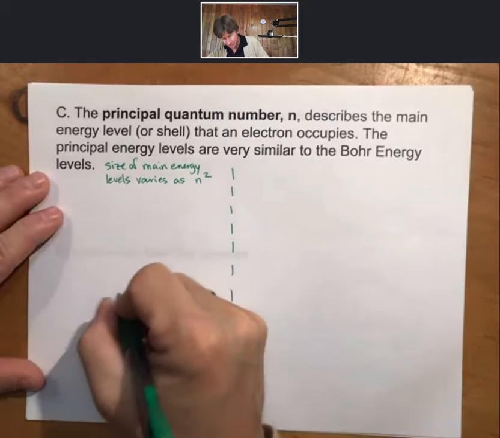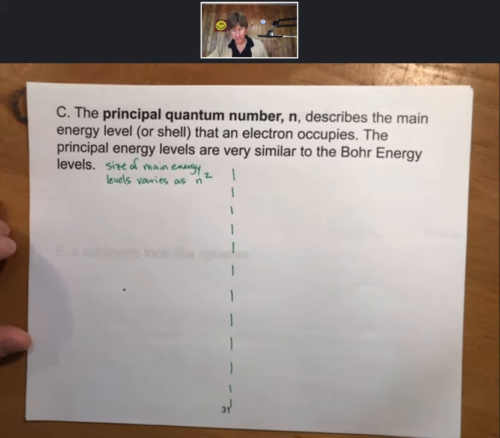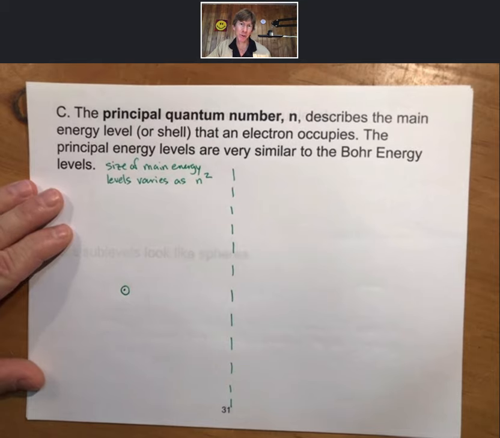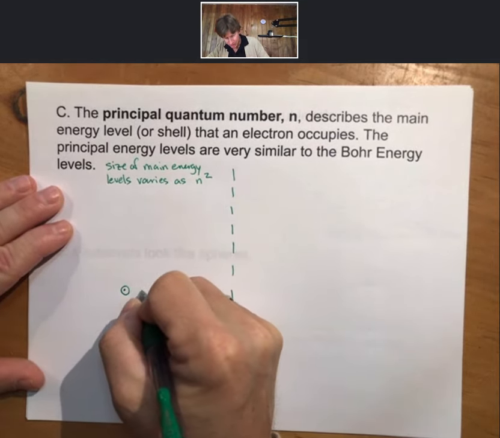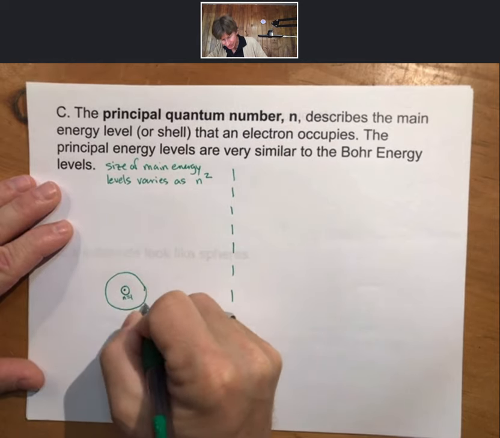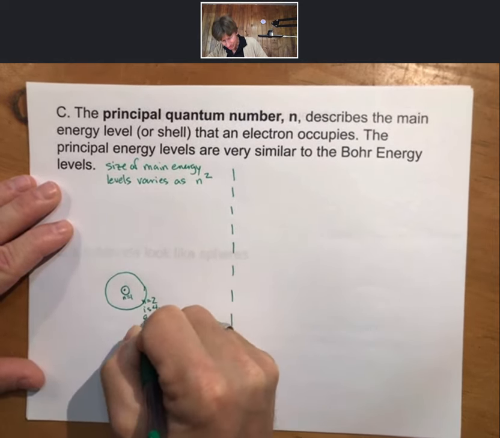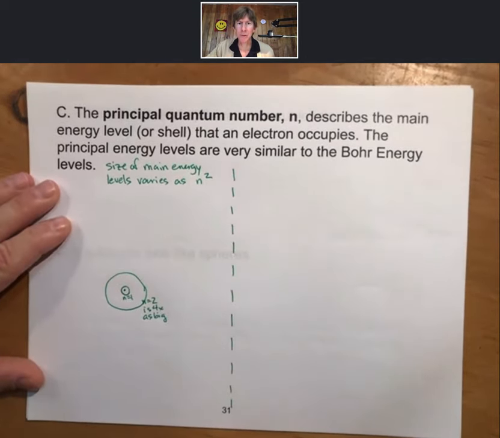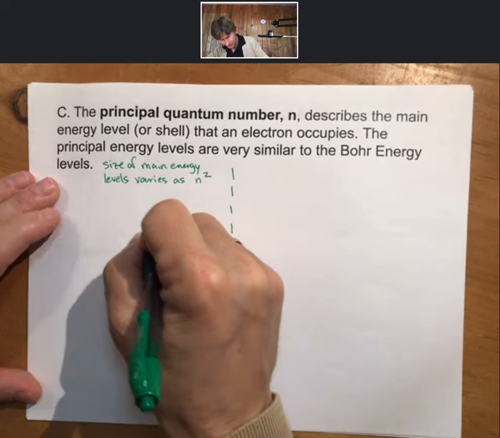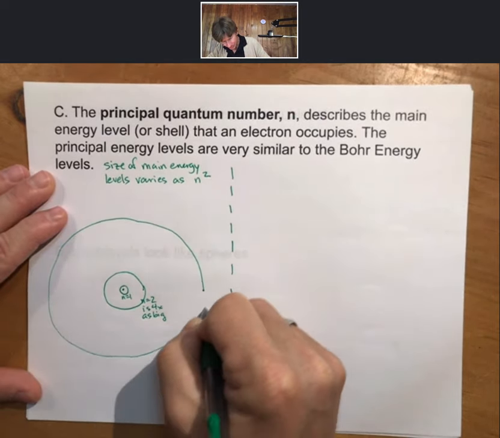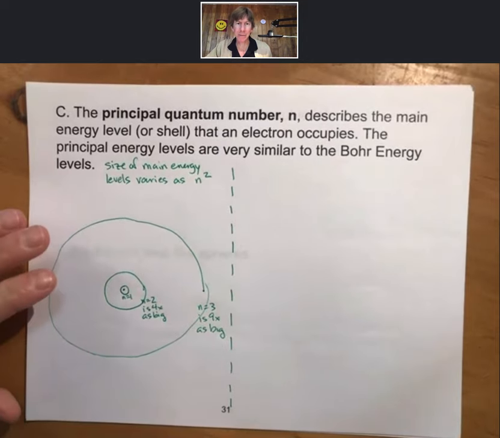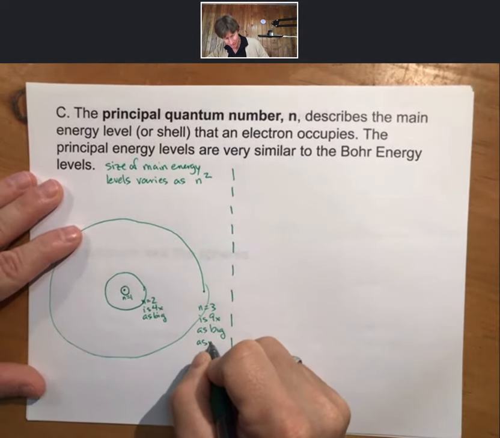And what I mean by that is, if I draw a dot for the nucleus, and then I draw n equals 1, and I'm going to draw it pretty tiny here, that's n equals 1. That means that n equals 2 is 4 times as big. That's what n squared means. 2 squared is 4. n equals 3 is 9 times as big, and I should say 9 times as big as n equals 1.